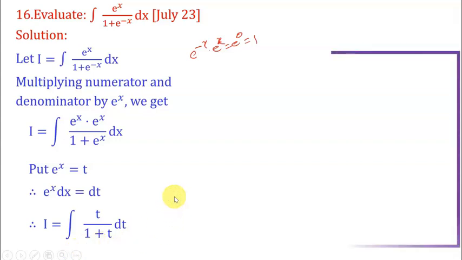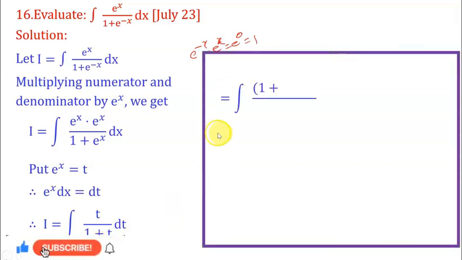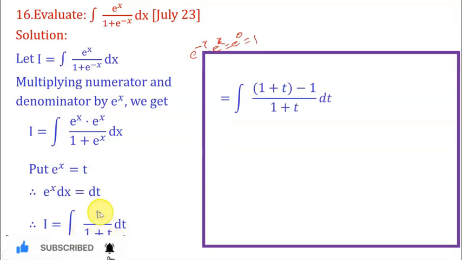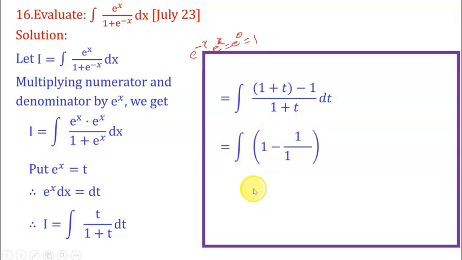Now split this up. It can be written like this: the numerator can be written just like the denominator, meaning t can be written as 1 plus t minus 1. Add plus 1 minus 1 here. Split this up, then you will get the integral of 1 plus t upon 1 plus t, which gets cancelled, so you get 1, minus 1 upon 1 plus t.